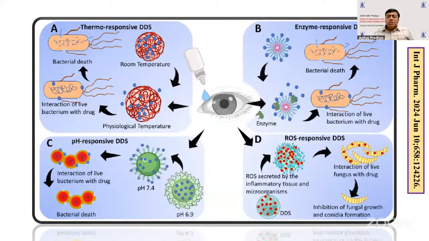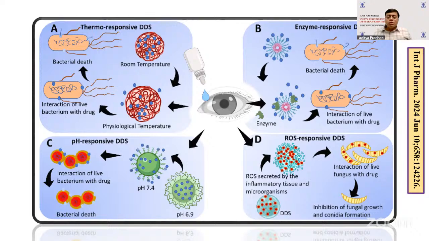And you have the drug delivery systems in which the bottle contains the drug which is enclosed within the nanoparticles. So some drugs are thermoresponsive. Basically, the bottle is at room temperature. The drop falls on the ocular surface, it reaches the physiological temperature, and the drug is liberated and attacks the bacteria, and the bacterial death occurs. You have enzyme responsive, in which it interacts with a particular enzyme released by the bacteria that triggers the drug release and causes the bacterial death.